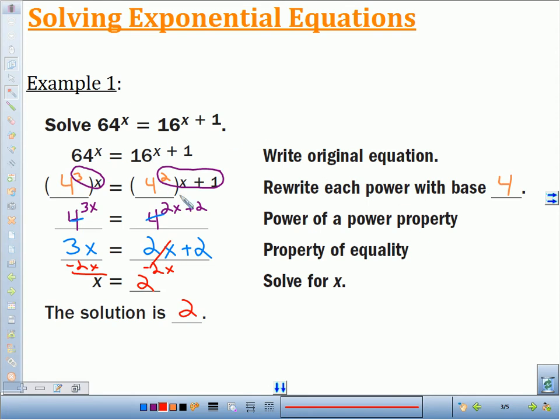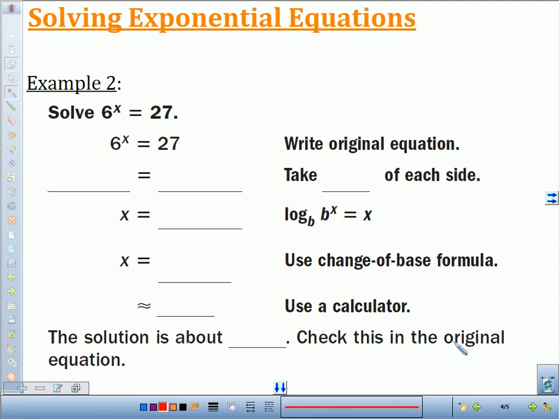Now, sometimes there will be no way for us to get the bases to be the same. For instance, in example 2, there is no way that we can get 6 to the x and 27 to have the same base. It's just not going to happen. So we have to go about it a slightly different way. And the way we want to go about this is to take the logarithm of each side. So we'll take the log of 6 to the x, and we'll take the logarithm of 27.